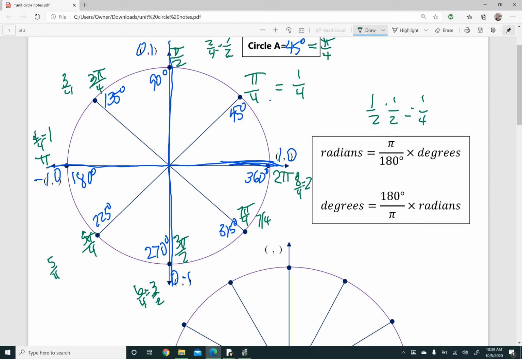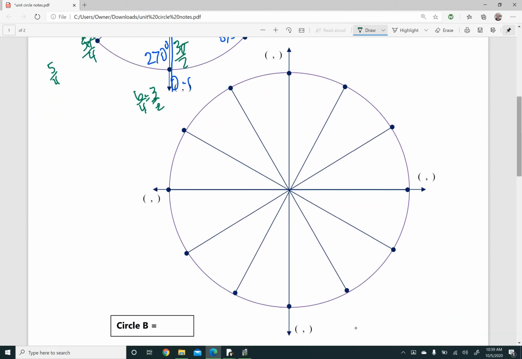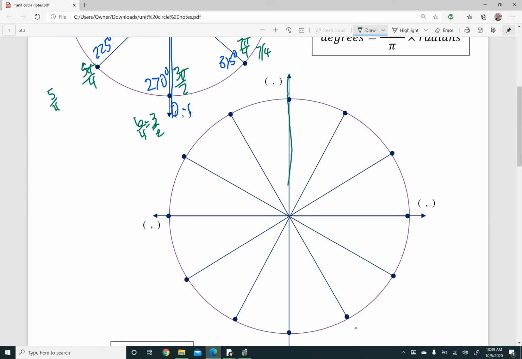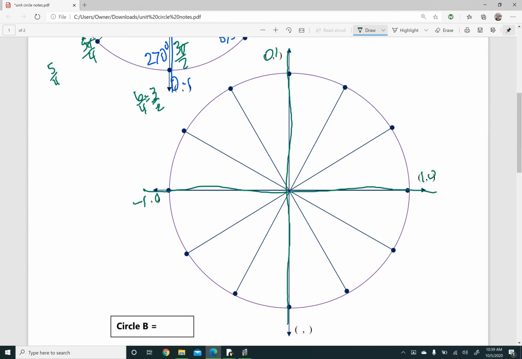So let's move on to our other circle here. So again, we start with the corners of our circle here. So this is 1, 0. This is 0, 1. This is -1, 0. This is 0, -1. Now, again, with the degrees, this is 360 degrees. This is 180 degrees. This is 90 degrees. This is 270 degrees.